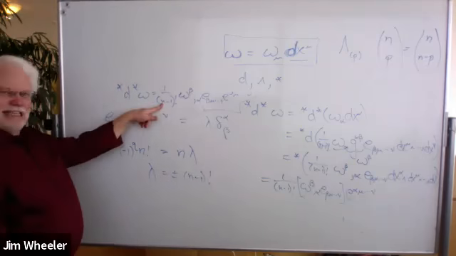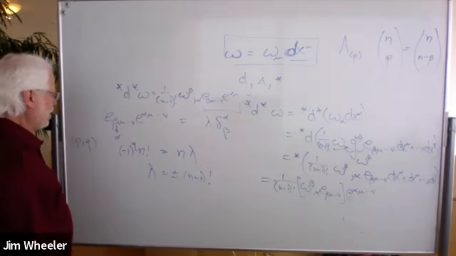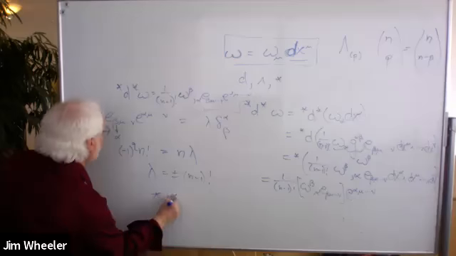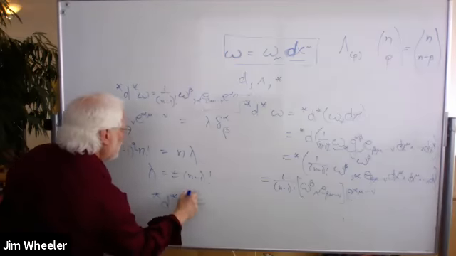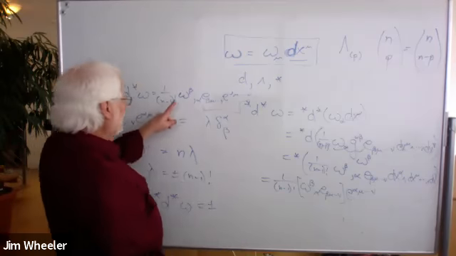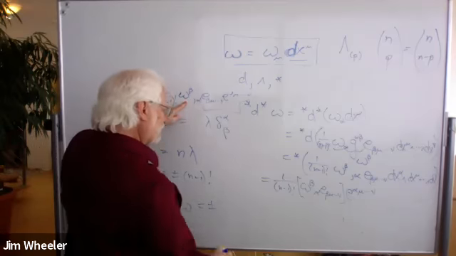And isn't that convenient, because we had that coefficient here. So star d star of omega, the n minus 1 cancels. We're going to get plus or minus. Now, what was this?